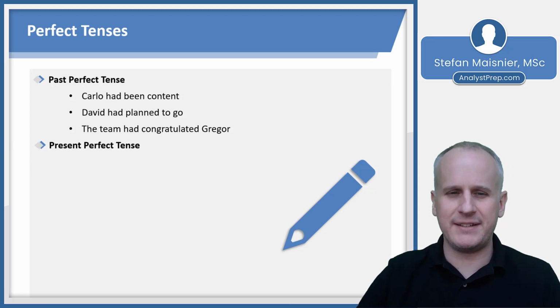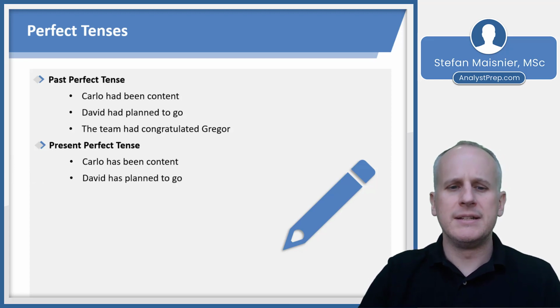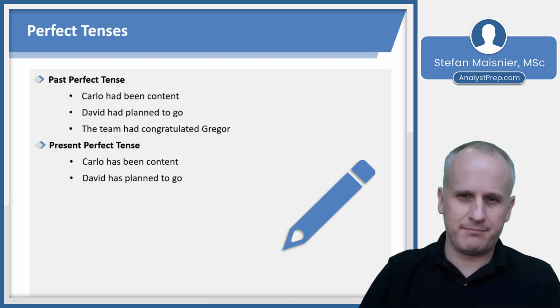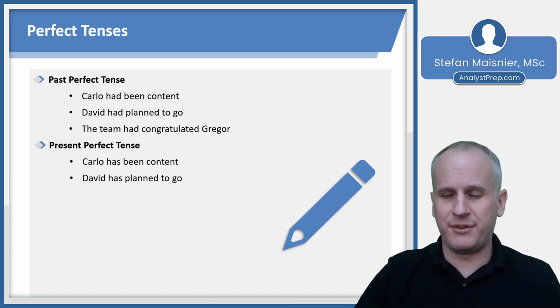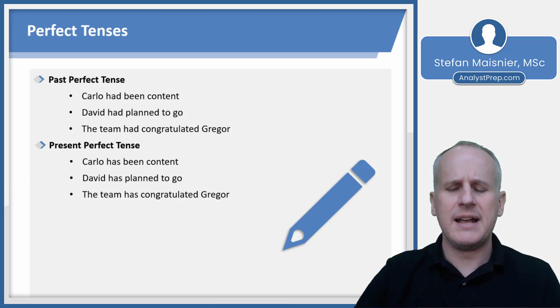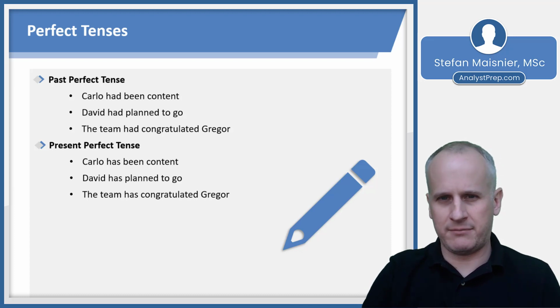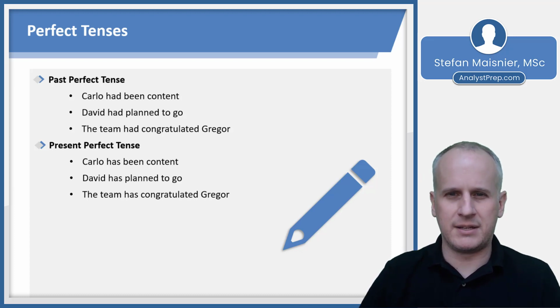Our present perfect tense is very similar in structure to past perfect, and again, kind of is dependent on what the surrounding context would be. But Carlo has been content up until this point in the past and now, probably. David has planned to go in the past until now and maybe into the future, but we need surrounding context. And the team has congratulated Gregor again in the past and probably is continuing to do so into the present, potentially stopping, but we don't know without that additional context.